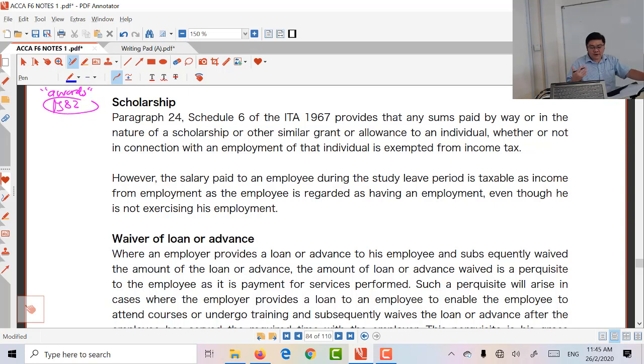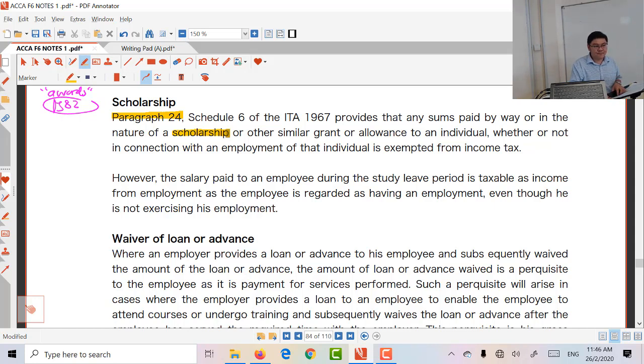And scholarship is already tax exempt under the law, because we have this provision in Schedule 6, paragraph 24, that basically says exemption is given for anything in the nature of scholarship given to that individual, whether or not it's in connection with employment. It doesn't matter whether they're employed or not. That means if I grant you a scholarship directly, even though you're not my staff, it will still be tax exempt.